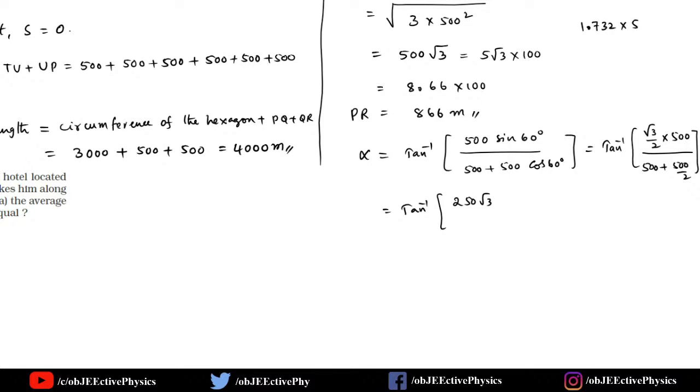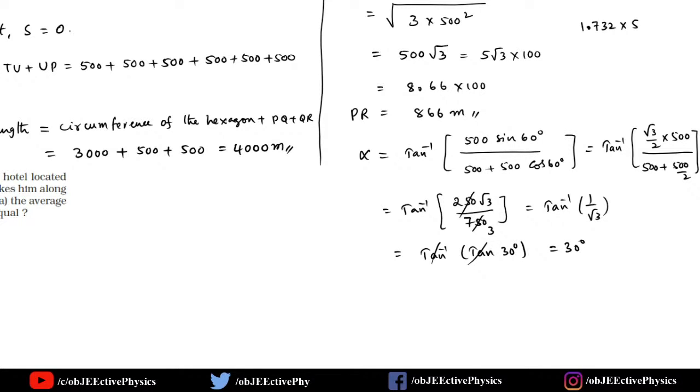So that is tan inverse of 250 root 3 divided by, see here, 500 plus 250, that is 750. So this is root 3 by 3, and root 3 by 3 is equal to 1 by root 3. Tan inverse of 1 by root 3. 1 by root 3 can be written as tan 30. So alpha is equal to tan inverse of tan 30. So tan inverse and tan cancel, that is equal to 30 degrees.